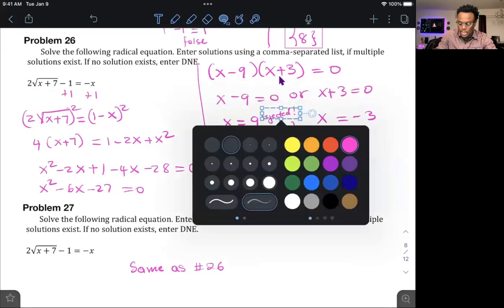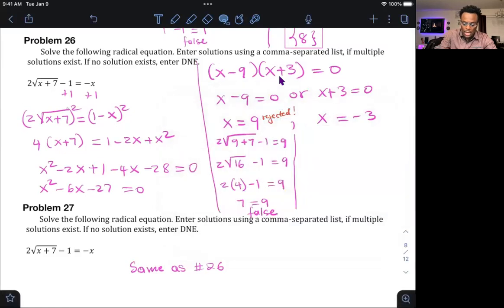So that is rejected. So let's check to see how it works for the second one. That's 2 square root of negative 3 plus 7 minus 1 equals 9. 2 square root of 4, which is negative 3 plus 7, 4, minus 1 equals not 9, but negative 3. Negative 3. Is it negative 3? Yes.